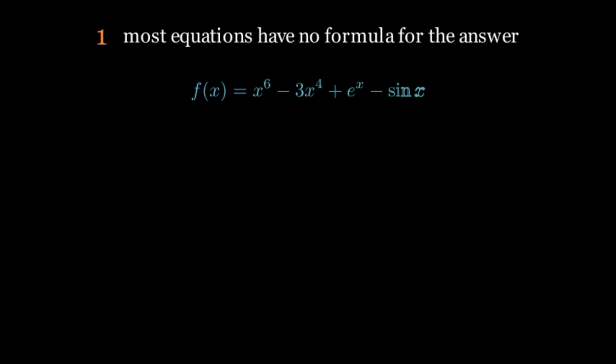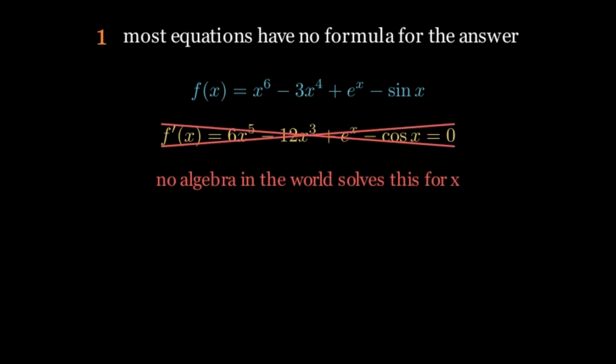First, most equations have no formula for the answer. Take this function. Its derivative is perfectly easy to write down, but setting it to 0 gives you an equation that no algebra in the world can solve for x. There is no formula. Not because we haven't found it, but because it doesn't exist. And yet, evaluating that slope at a specific point is completely trivial, you just plug a number in.